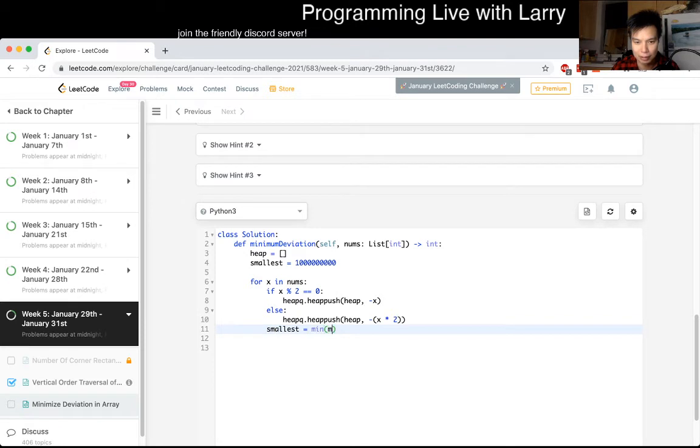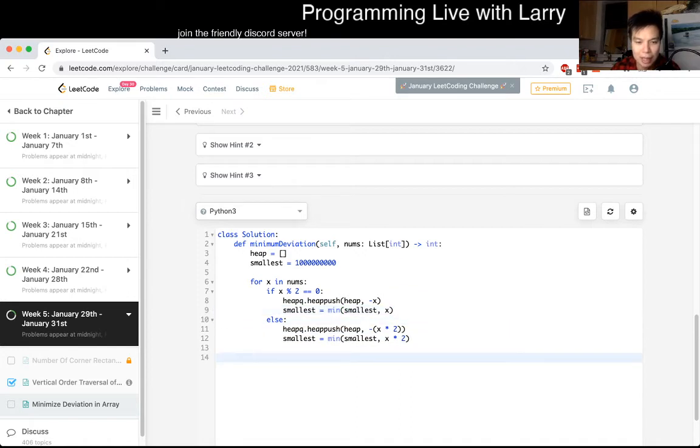Min of small. Is that true? No. Here is x times 2, and here it's x. So yeah. And then now we just have to go for it while we can. So while the length of the heap is greater than 0, at least.